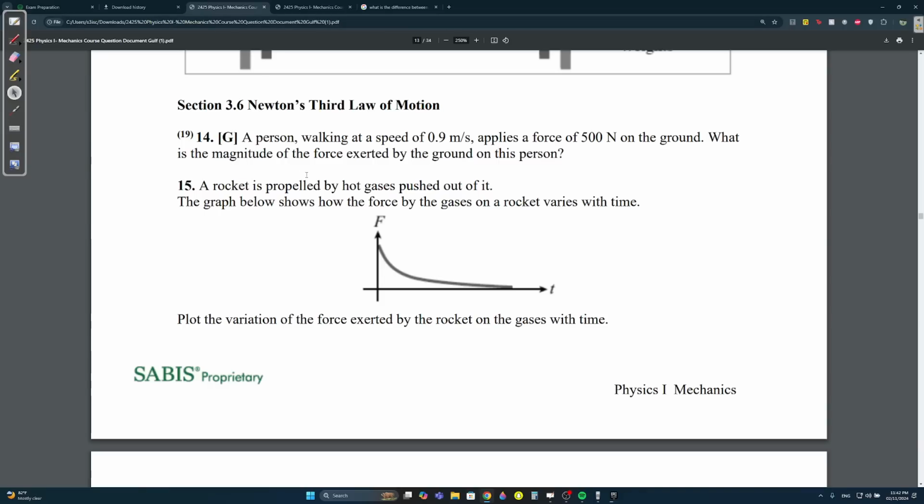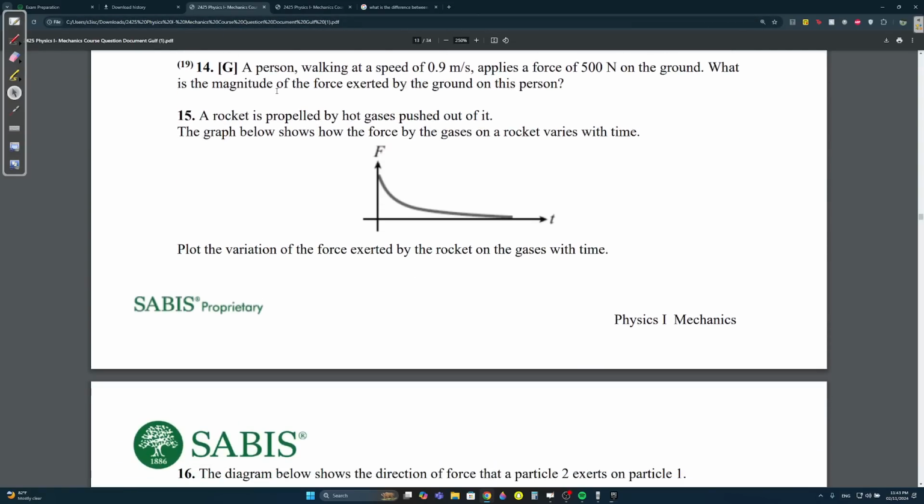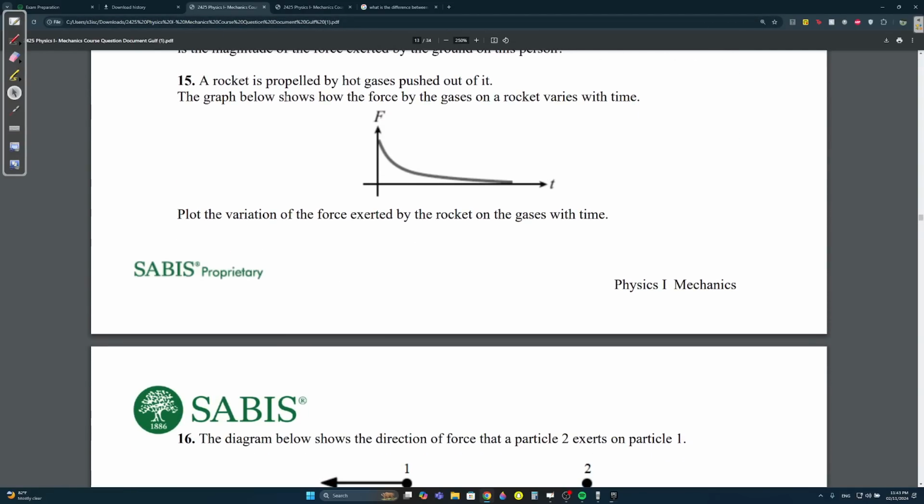A rocket is propelled by hot gases pushed out of it. The graph below shows how the force by the gases varies with time. Plot the variation of the force exerted by the rocket on the gas with time. It should be the same thing. So, how does a rocket go up? It's the action reaction force. It uses Newton's third law: it pushes gases out, so the gas will push back up on the rocket with the same amount of force.